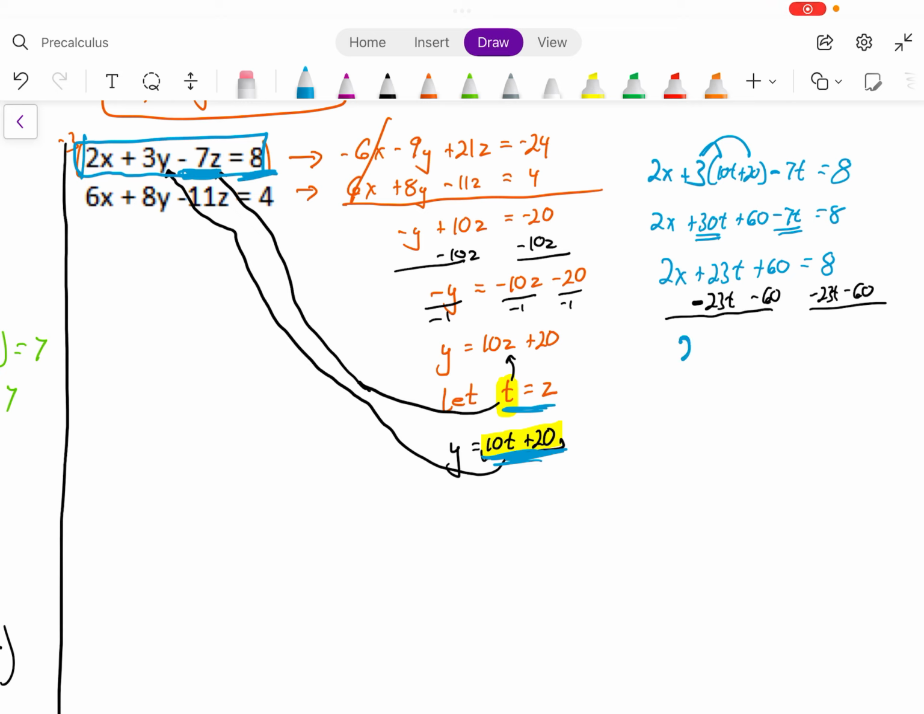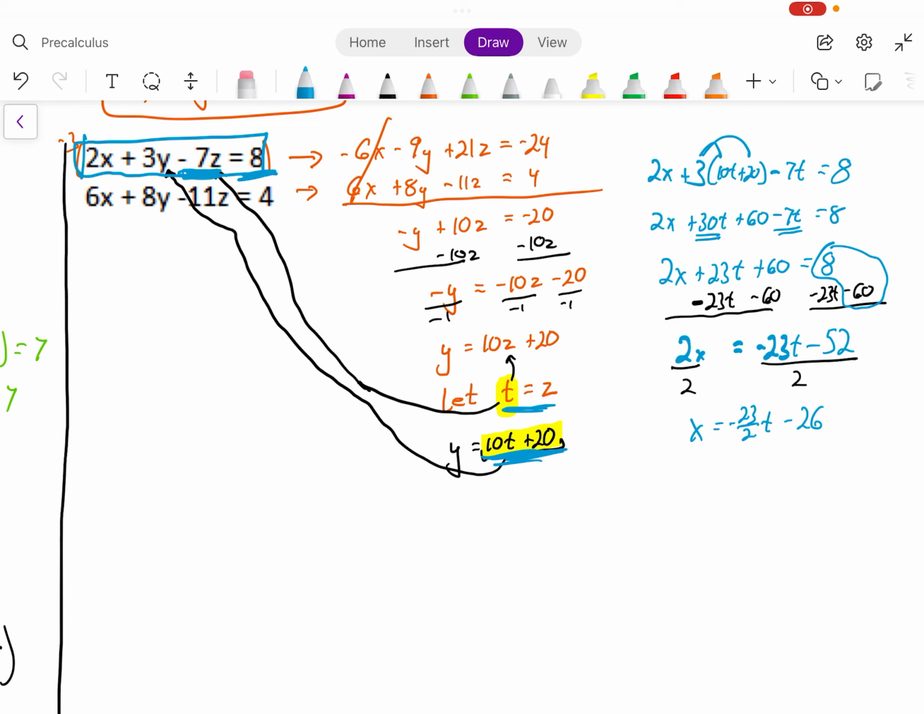So we have 2x equals negative 23t minus 52, because 8 and negative 60 is negative 52. And we're going to divide both sides by 2. And we get x. You can write this a couple of different ways. I'm going to go ahead and put the 2 as a common denominator. So x is negative 23 halves t minus 52 over 2 is 26.